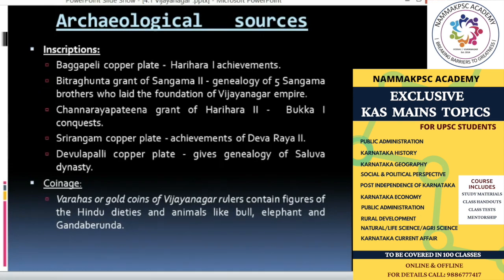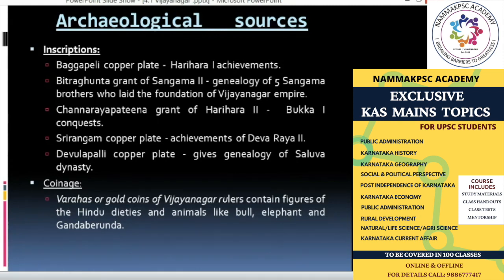Okay, and then Chennaraya Pattina grant of Harihara II talks about Bukka the first's conquests. Then Srirangam copper plate talks about the achievements of Devaraya II. And then Devulapalli copper plate gives genealogy of Salva Dynasty. Just copy paste and keep it. That's it. Okay.